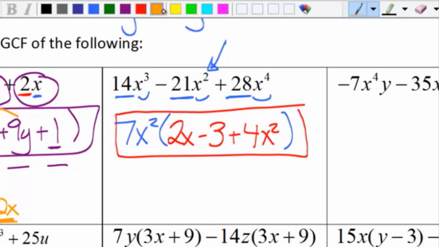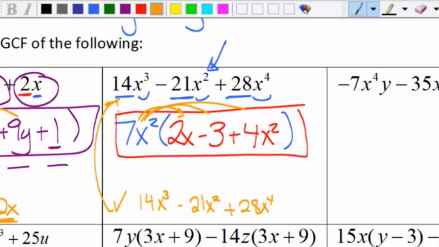If you're interested, I'm going to show you one more time the check, but then I'm not going to show you on every single problem. So 7x squared times 2x is 14x cubed. 7x squared times negative 3, that's negative 21x squared. And the last one, 7x squared times 4x squared is positive 28x to the fourth. Is that equal to the top polynomial? It sure is. So I know that I've done my answer, and that's correct. Now I'm not going to continue to show you the check, but you're welcome to check your answers anytime you would like.